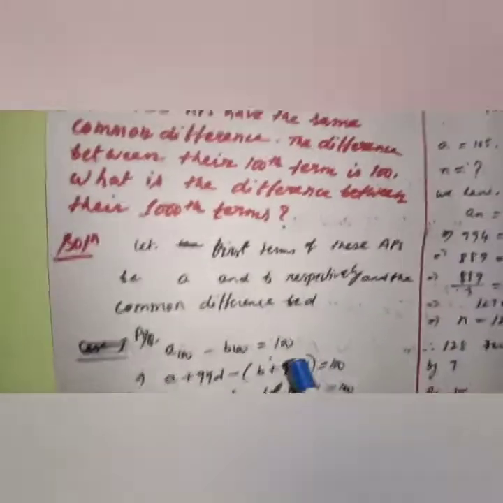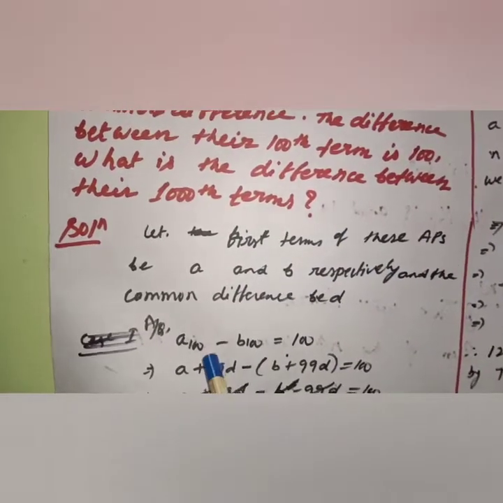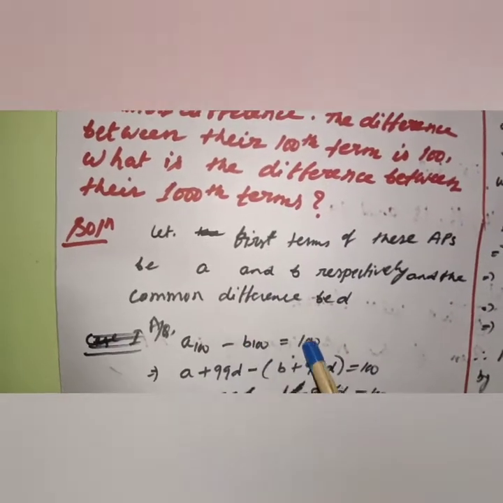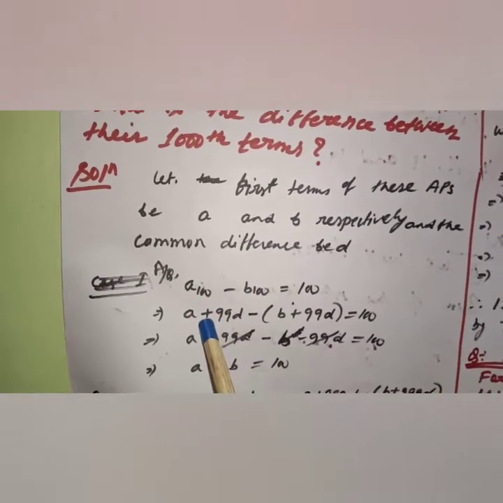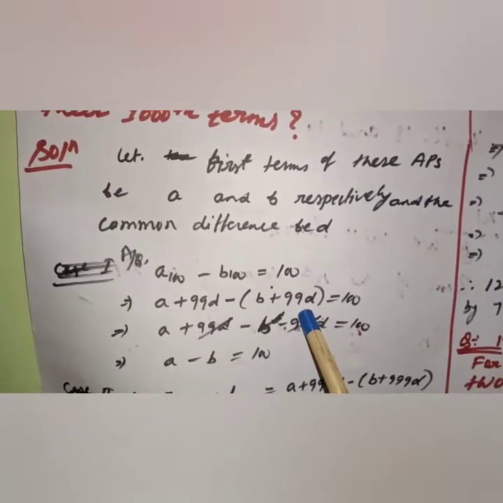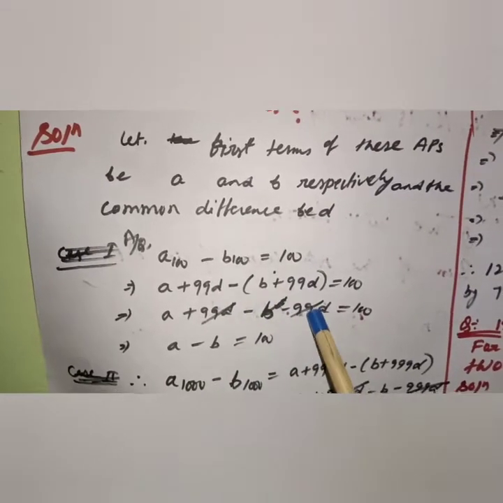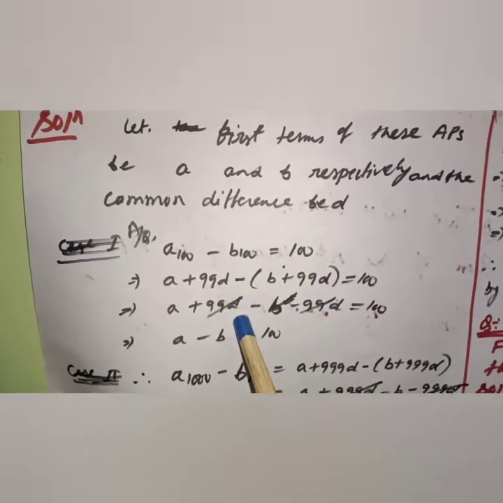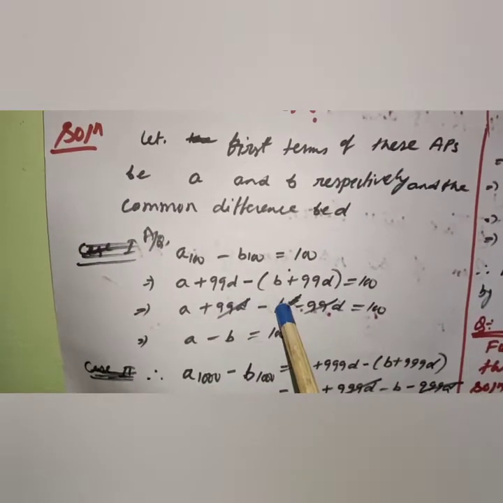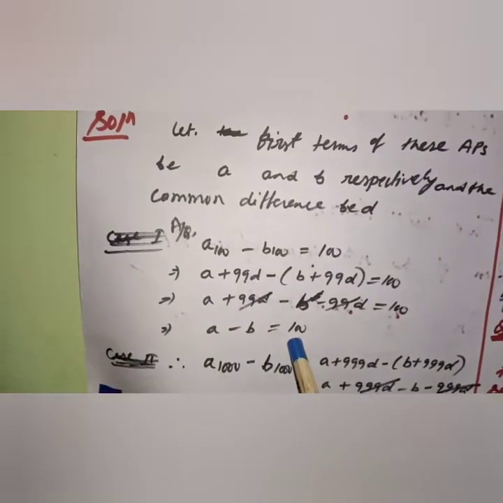Now according to the question, the difference between their 100th terms is 100. So we have to write A100 minus B100. Here the second AP has first term b. A100, if you break that, is a plus 99d, minus B100, which means b plus 99d. If you take out the bracket, then minus b minus 99d, and plus 99d and minus 99d cancel. What is left is a minus b. So a minus b is equal to 100.